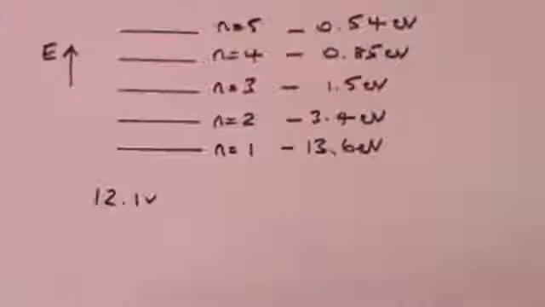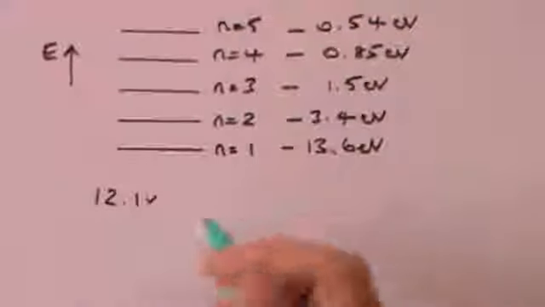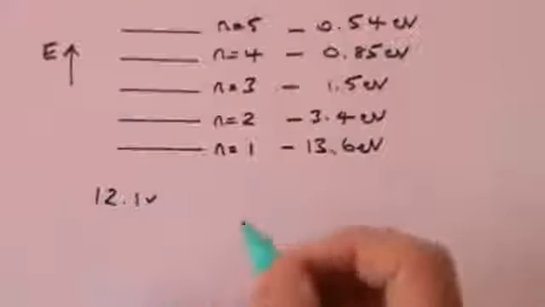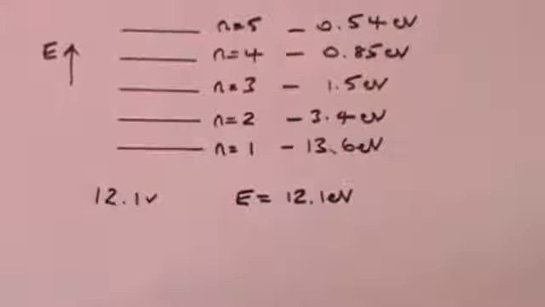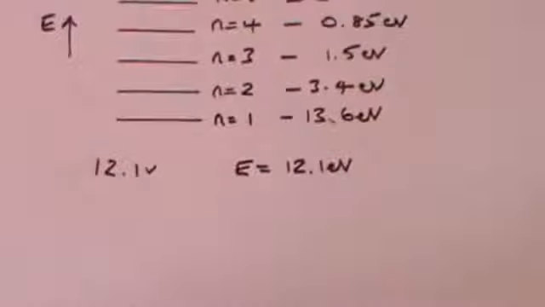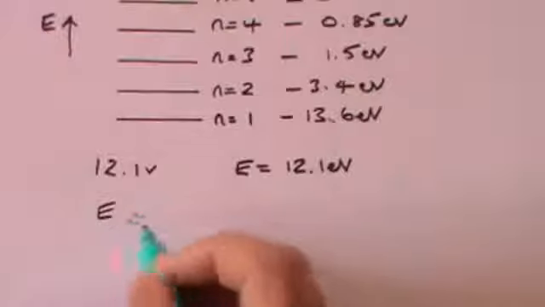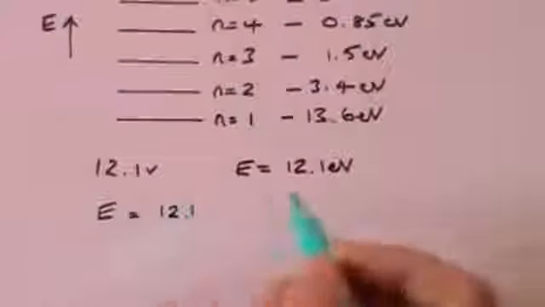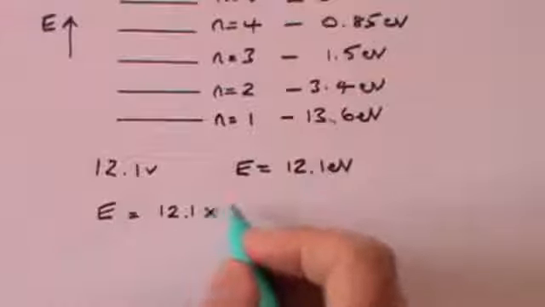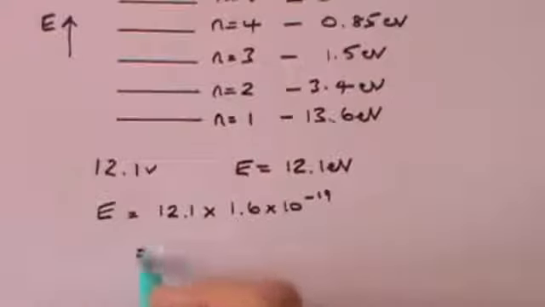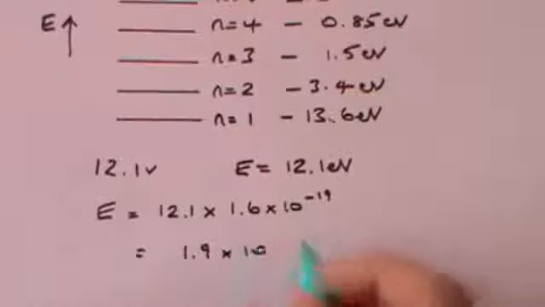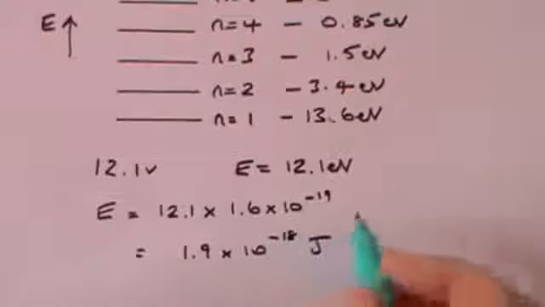Well, we know that the electron is accelerated through 12.1 volts. And the definition of an electron volt is one electron accelerated through 1 volt. So if you accelerate one electron through 12.1 volts, then the energy of that electron will be 12.1 electron volts by definition. We also need to specify that in terms of joules, and I've already told you that you can convert from electron volts to joules by multiplying by 1.6 times 10 to the minus 19, and that is going to come to 1.9 times 10 to the minus 18 joules.